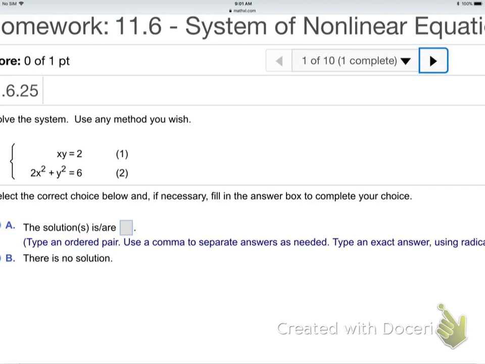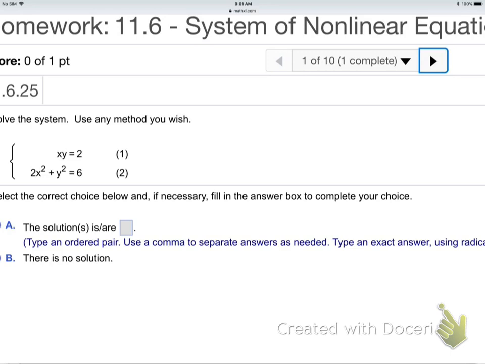All right, so 11. This chapter, we're wrapping up chapter 11 here. This chapter is all about solving systems, and a system means more than one equation at the same time. So two equations at the same time.